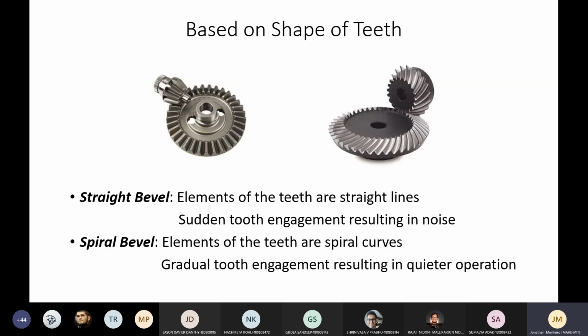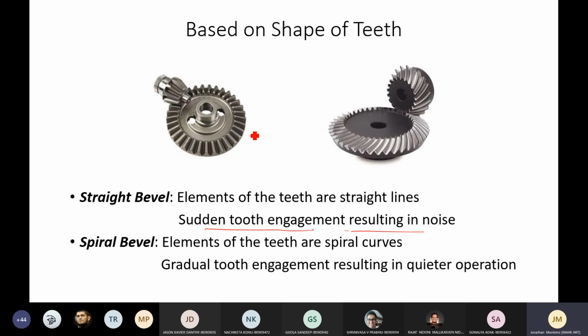So based on the shape of teeth, they are divided into two categories. One is called straight bevel, as you can see in the first picture here. Elements of the tooth are straight lines. What are their features? Sudden tooth engagement in this straight bevel, resulting in noise. It is something like the straight bevel resembles the action of a spur gear.